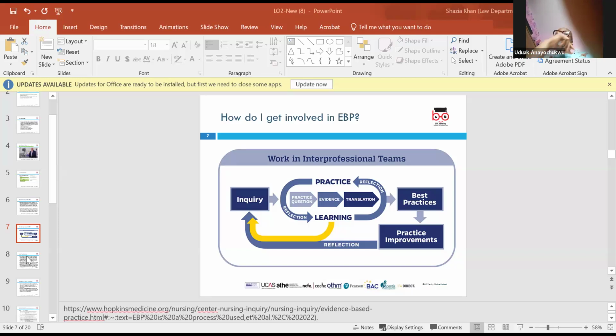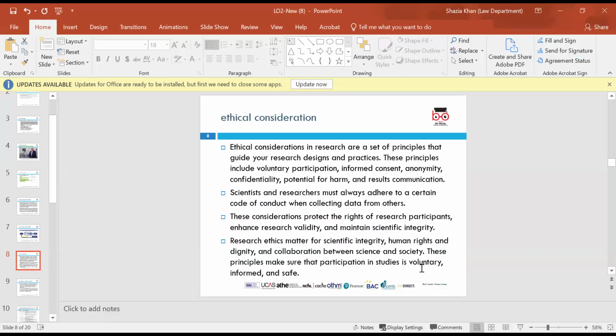So the next one is looking at ethical considerations. Now, why is ethics so important? Why is ethical consideration so important? When we talk about ethics, what does it mean to you? What is ethics? Like the rules and regulations you should follow. Yeah, that's what you think of it. What is ethics to you, Catherine? What does ethics mean to you?